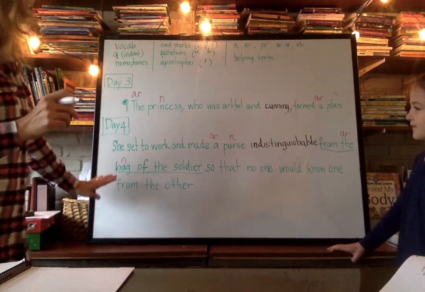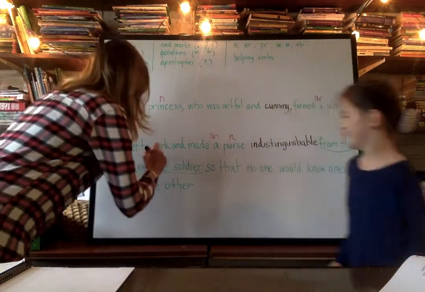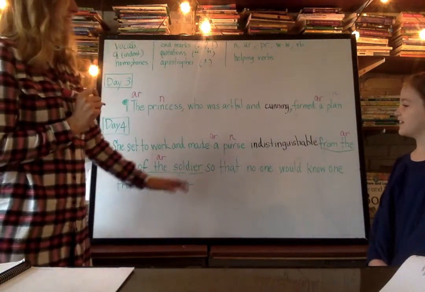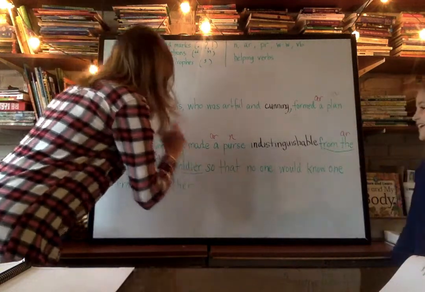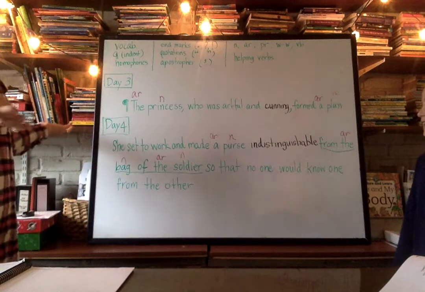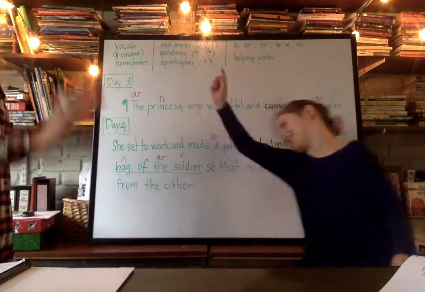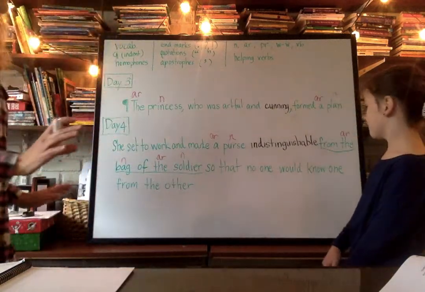All right, so from the bag of these... Stop. Where? Yeah, it's an article. All right, so the what? Soldier. That would be a noun. What part of speech? A noun. How do you know? Because it's a person, and a noun always follows an article. Okay, so the soldiers, so that no one would know one from the other.